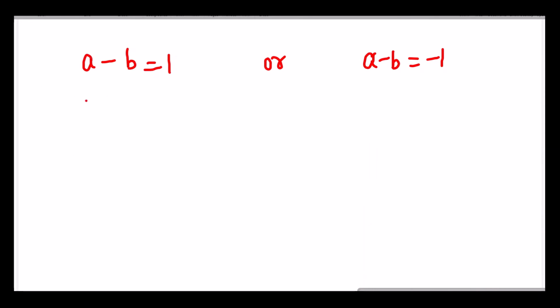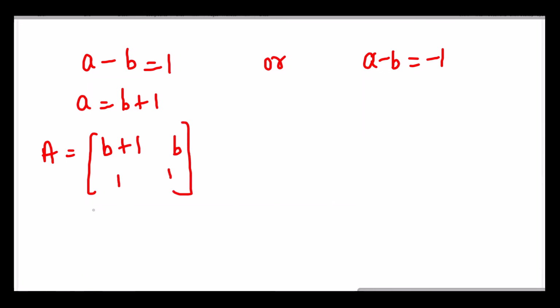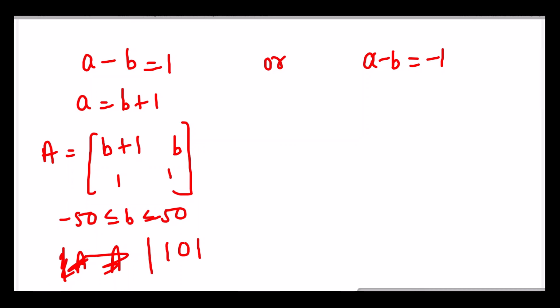So if it is 1, then a is equal to b plus 1. So what will be your matrix? The first entry is a, so b plus 1, b, 1 and 1. Now I know that b goes from minus 50 to 50. So 1 to 50, minus 1 to minus 50, and 0. So how many choices are there? The number of such A matrices is nothing but 50 plus 50 plus 1, that is 101.